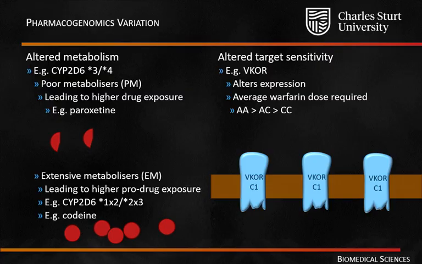Let's change the protein, and so let's have a look at the vitamin K epoxide reductase gene, which is the C1 type. Now, when there are genetic variations of this, what happens is the expression level changes, so mRNA changes can be seen. And so you actually end up with less expression, and so therefore the dose is different. So the average warfarin dose required for the AA genotype is different to, or is higher than the AC and the CC. And so therefore there are more likely to be side effects if the dose isn't matched correctly to the genotype of the patient.